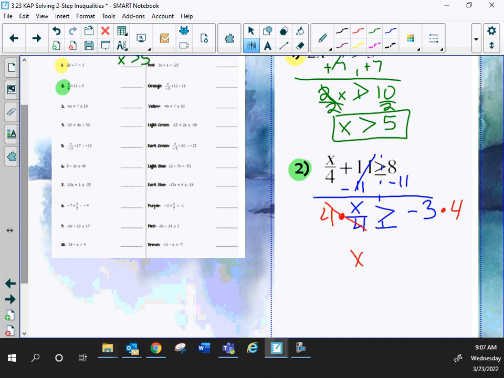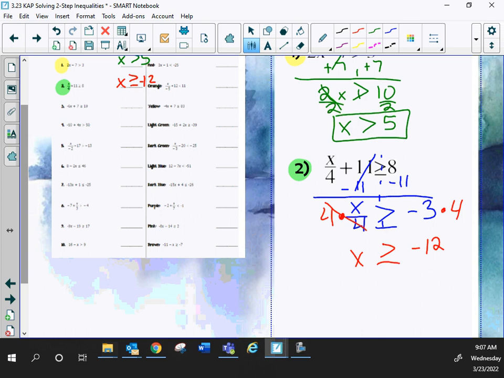Cancel x. On this side I get negative 12. Keep or flip the sign? Keep, because I'm multiplying by 4, it's a positive 4. And that's going to be my answer. Again, those are called solution sets because it shows the set, multiple things of all the solutions, all the values that make it true. Negative 12.